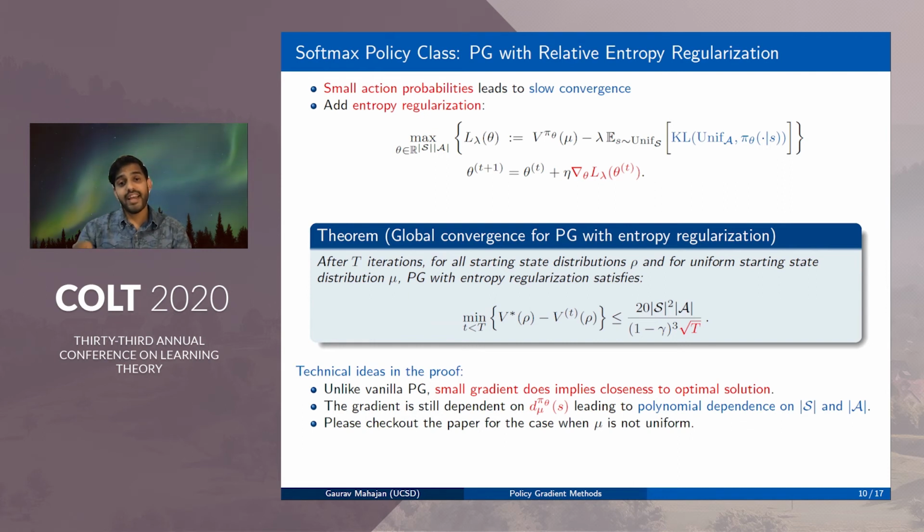A surprising side effect of adding this entropy regularization is that, unlike policy gradient, small gradient here actually does imply closeness to the optimal solution. But the gradient is still dependent on the state visitation distribution, leading to polynomial dependence on the number of states and number of actions. So is there a way we can get a better convergence?